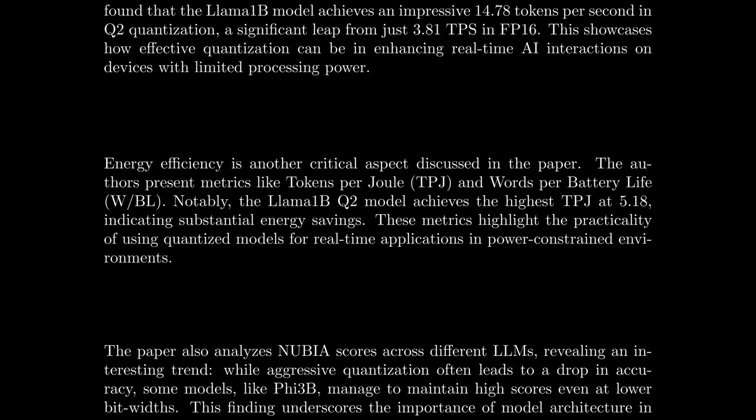Energy efficiency is another critical aspect discussed in the paper. The authors present metrics like tokens per joule, TPJ, and words per battery life, WBL. Notably, the Llama 1B Q2 model achieves the highest TPJ at 5.18, indicating substantial energy savings. These metrics highlight the practicality of using quantized models for real-time applications in power-constrained environments.